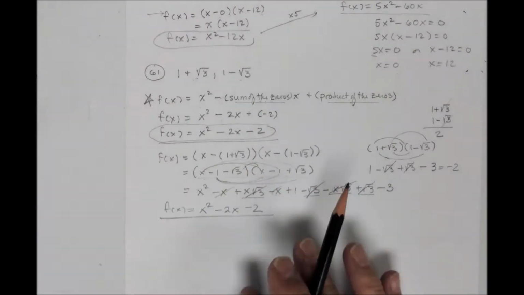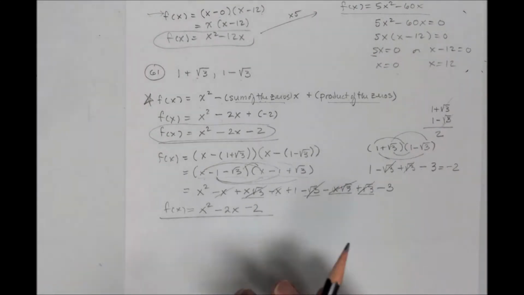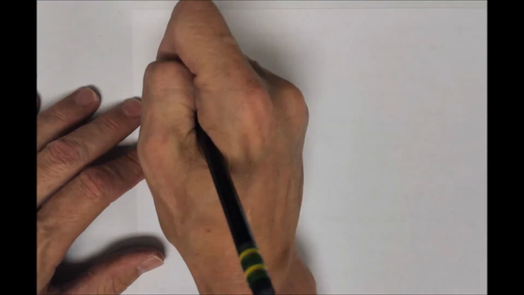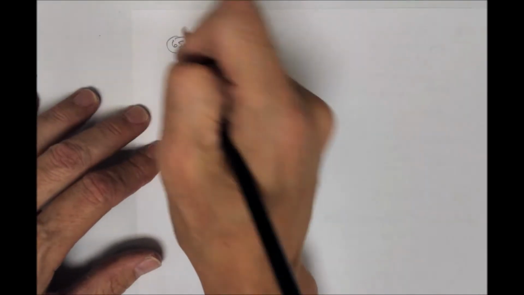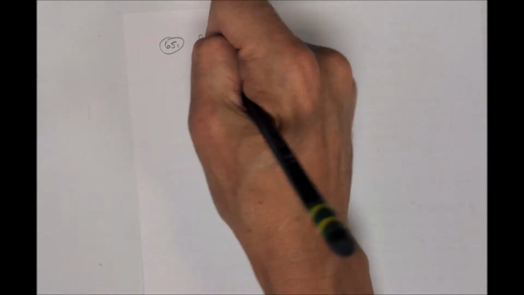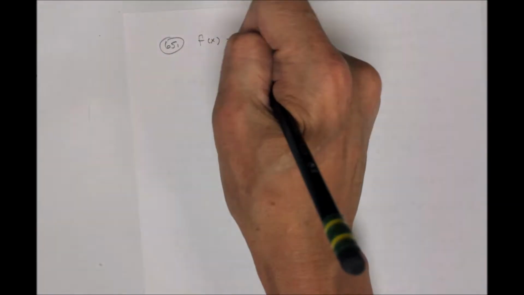All right, so that's 53 and 61. That's probably more than you wanted to see on it. But let's jump to 65. In this case, they give you a function. This one doesn't look too bad. This is x to the third minus 9x.